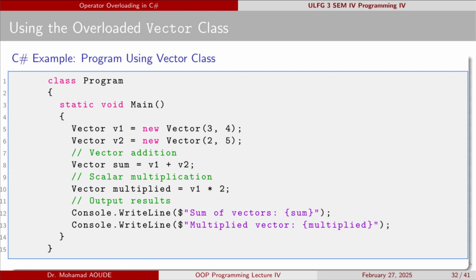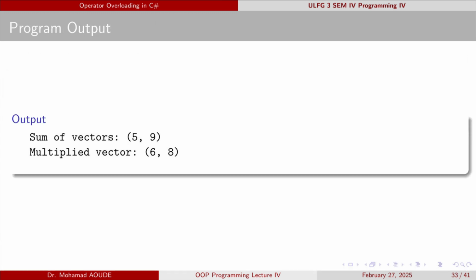In a simple program, we demonstrate vector addition using overloaded plus, scalar multiplication using overloaded star. By seeing results like 5, 9, and 6, 8, we confirm that the overloaded operators correctly mirror mathematical reality, reinforcing the principle of intuitive behavior in custom classes. And here's the output. Clean expected results mean that your overloaded operators improve the user's mental model. They can predict what your code will do without surprise.